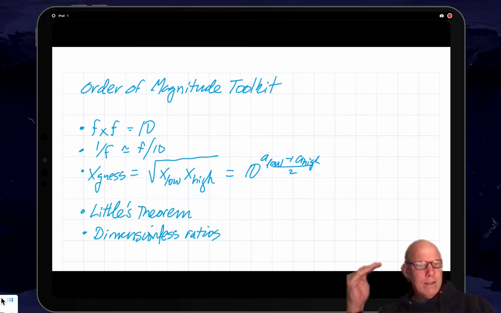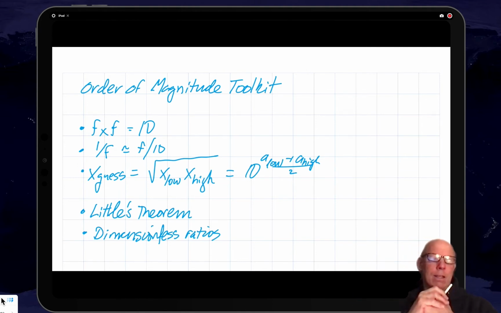It's less than 100 meters, but the next scale down is 10, and again, I'm not comfortable there, so I'm going to take it somewhere between 1 and 100. So my lower bound guess is going to be x low is 1 meter. My upper bound guess is going to be 100 meters, and the square root of that is going to be something like, let's see, on the order of 10.